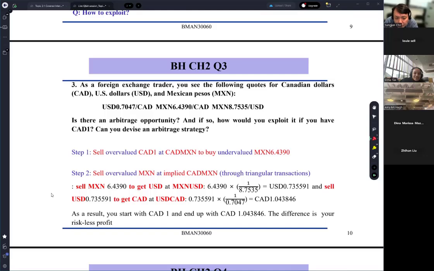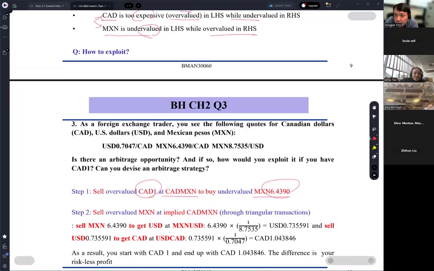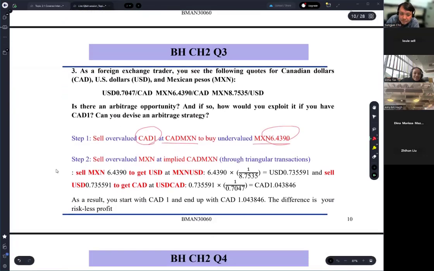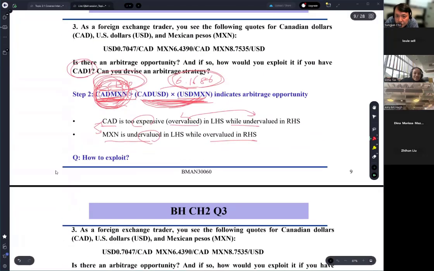Step one, you're going to sell 1 Canadian dollar at the market rate and get 6.4390 Mexican peso. Just the numerical value. You're going to sell Canadian dollar here to get 6.4390. Once you get 6.4390, many students seem to leave. Okay. You have to sell this amount of Mexican peso. How? You have to use triangular transactions.